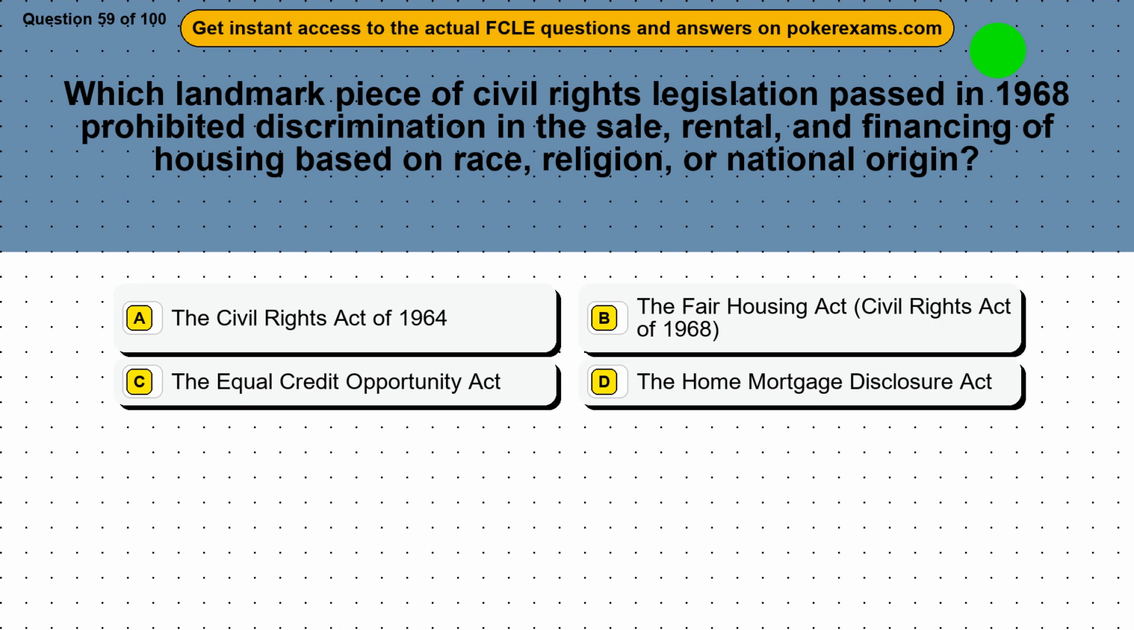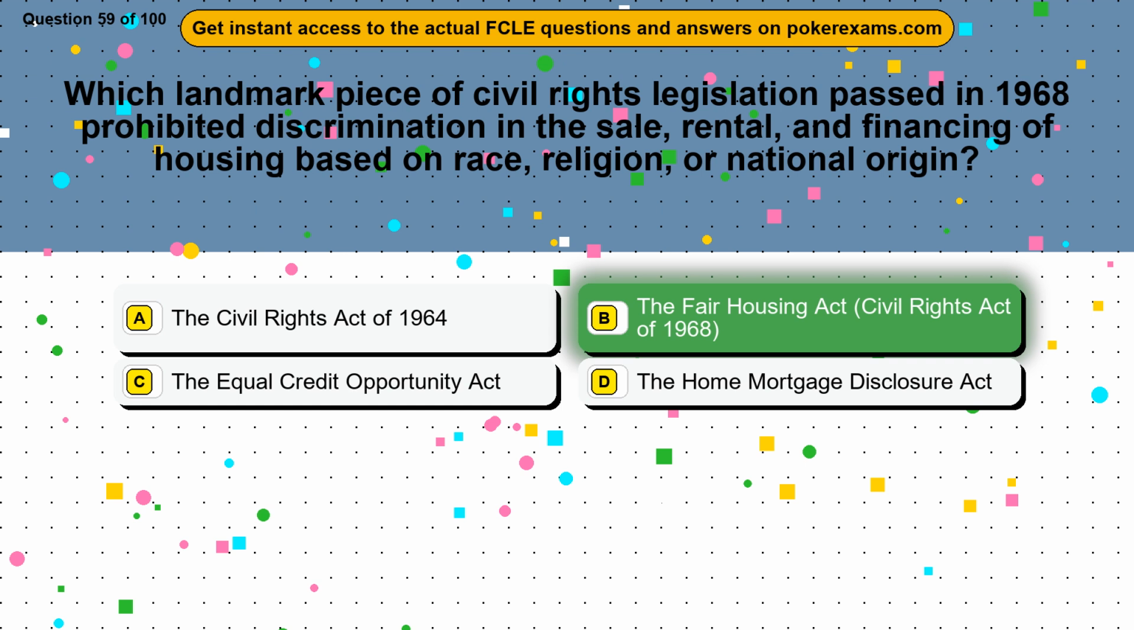Question 59. Which landmark piece of civil rights legislation passed in 1968 prohibited discrimination in the sale, rental, and financing of housing based on race, religion, or national origin? Option A, the Civil Rights Act of 1964. Option B, the Fair Housing Act, Civil Rights Act of 1968. Option C, the Equal Credit Opportunity Act. Option D, the Home Mortgage Disclosure Act. The correct answer is option B, the Fair Housing Act, Civil Rights Act of 1968.